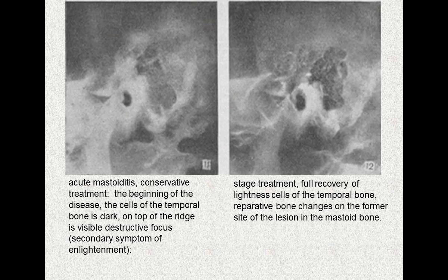This, as we see, is acute mastoiditis. Acute mastoiditis, bone pneumatic type. At the beginning, the cells of the temporal bone are dark in the top ridge, with a visible destructive process as we see, and later on full recovery, lightness of the cells of the temporal bone, reparative bone changes at the former site of the lesion. This is acute mastoiditis.